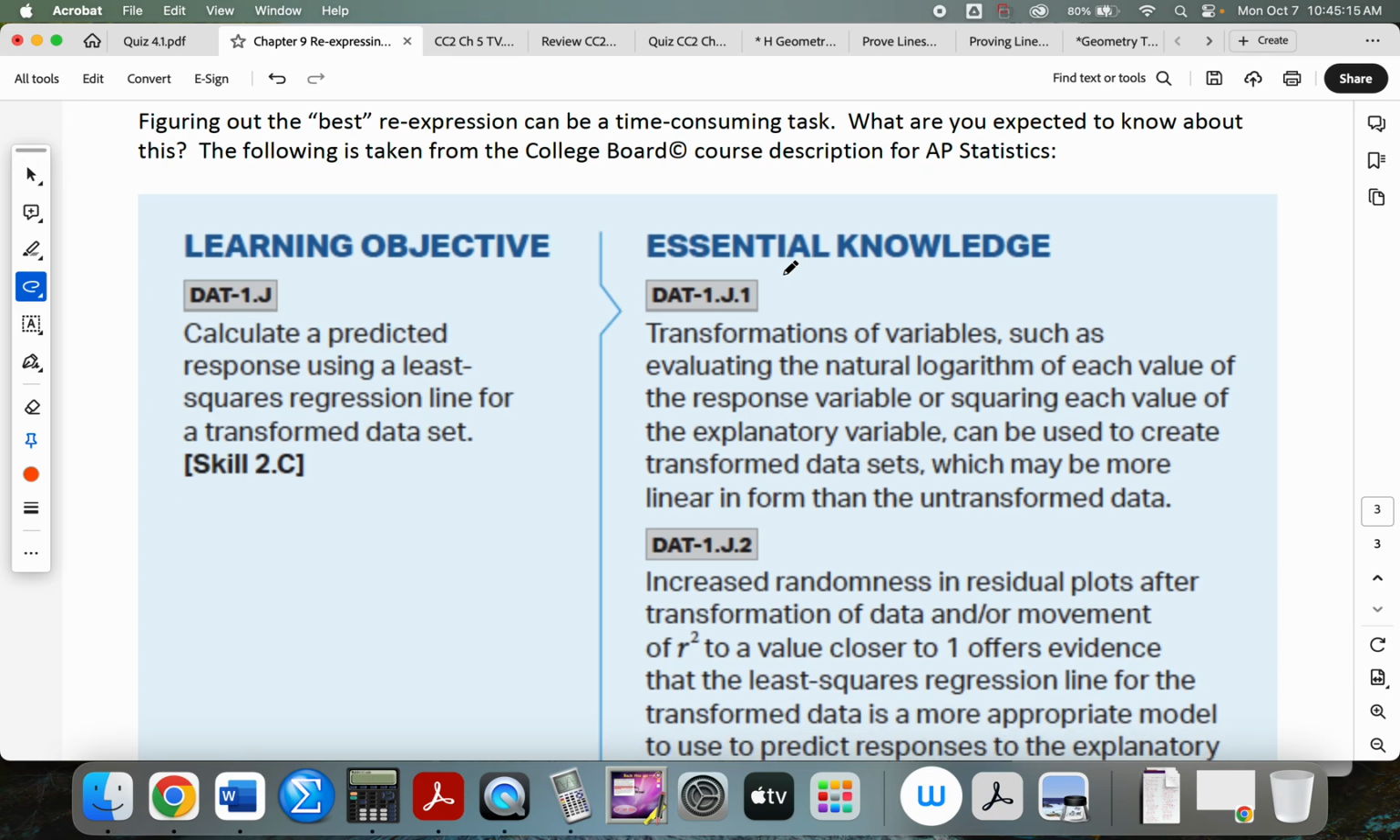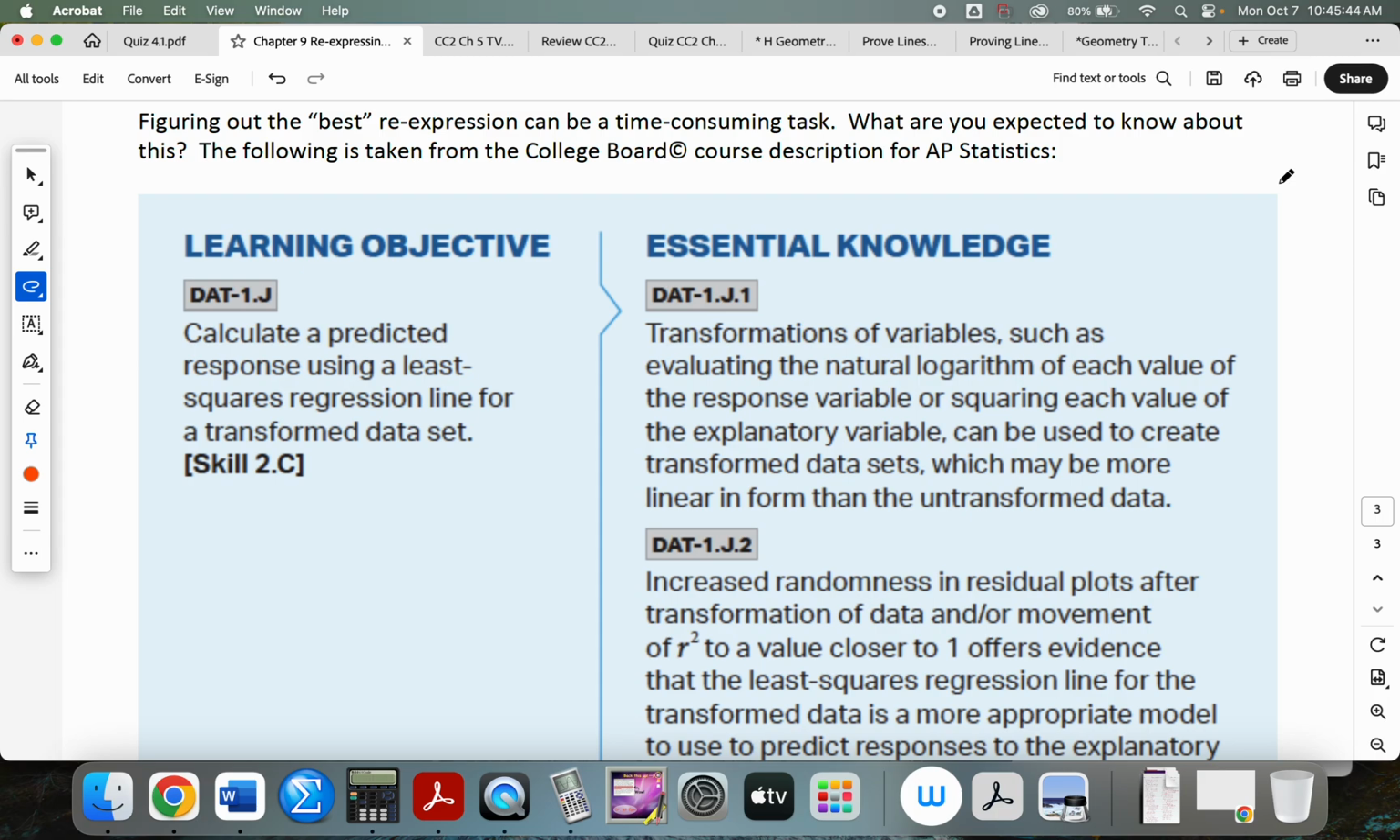All right, and again, just to say this another time, figuring out the best re-expression can be a time-consuming task. So on your homework, if you're asked to guess one, and it doesn't work, try another, but after that go, yeah, I'm done. Okay? Don't spend forever trying to get the perfect re-expression.